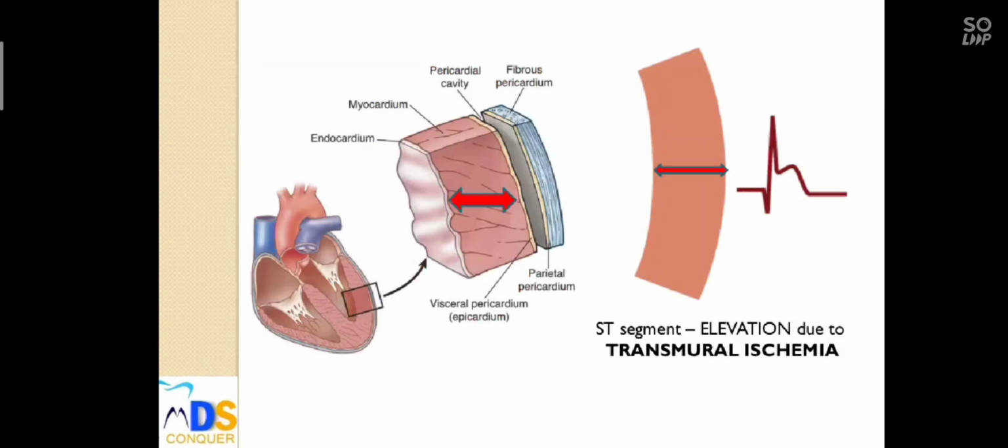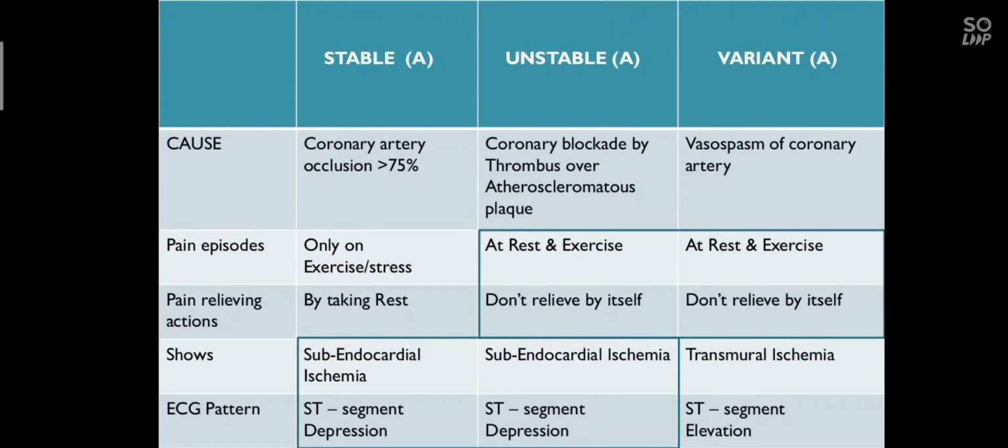This is a normal ECG pattern. Here there is a transmural ischemia which is involving all three layers in the cardiac wall, and this shows ST segment elevation in the ECG. So while combining all three types under one roof, we can clearly see these symptoms which are common with unstable angina and variant angina. In both these types, pain episodes are at rest and exercise, and they don't relieve by themselves. But stable angina occurs only during exercise or stress, and it relieves on taking rest. Coming to the ECG patterns, stable angina and unstable angina share a common symptom, like ST segment depression in ECG.